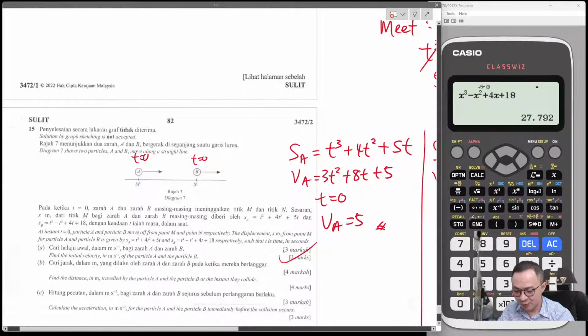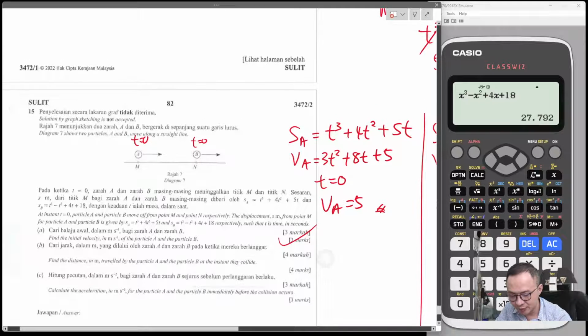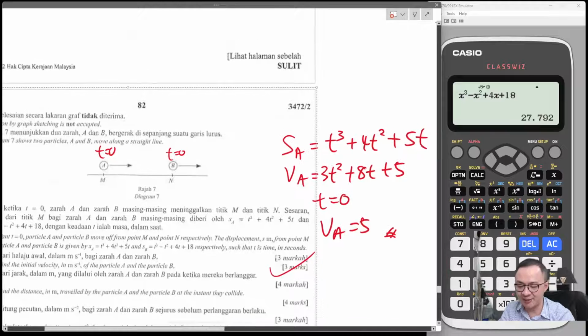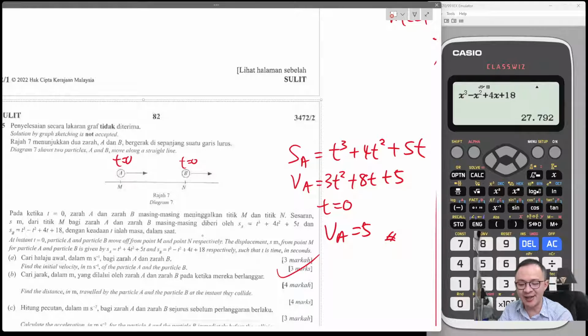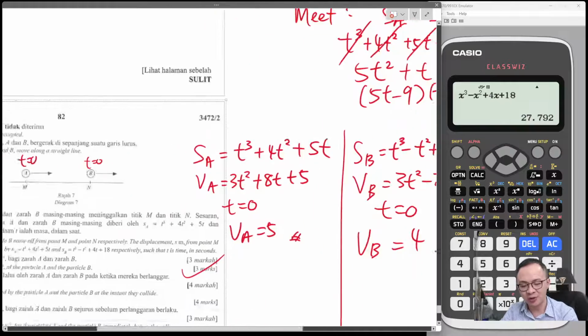Then, which one is the origin? Because they move at the same time, right? So I believe that from here, because they're saying both are moving in that direction, right? I guess particle A is actually moving faster than particle B. So eventually, they will meet.